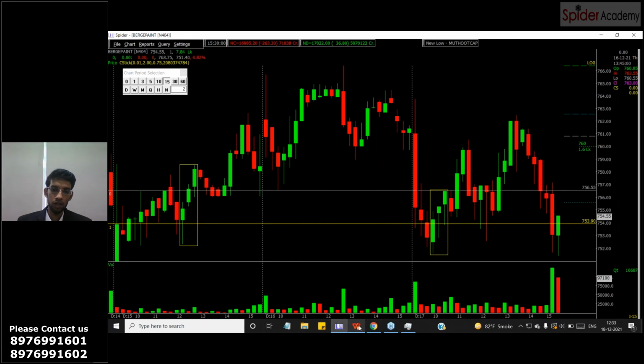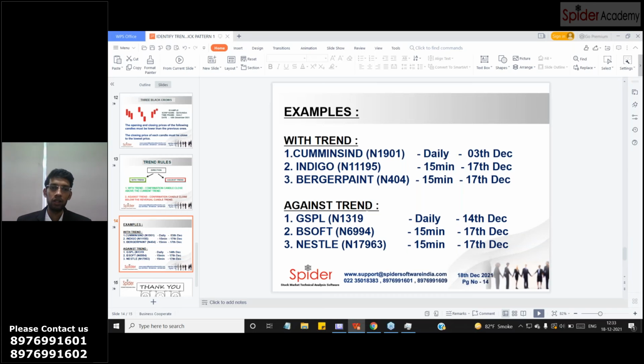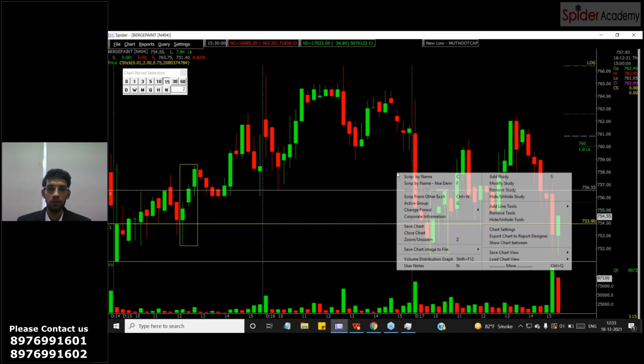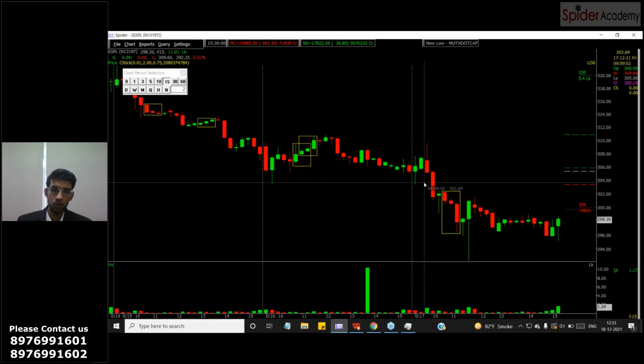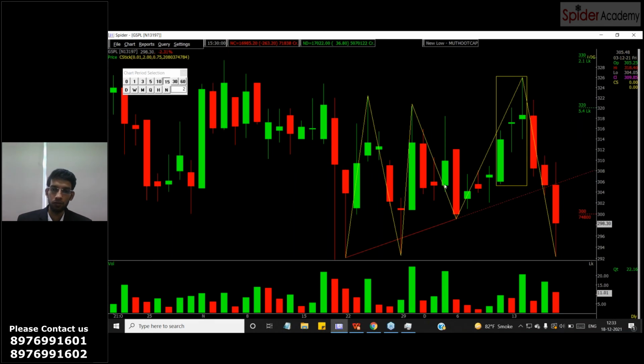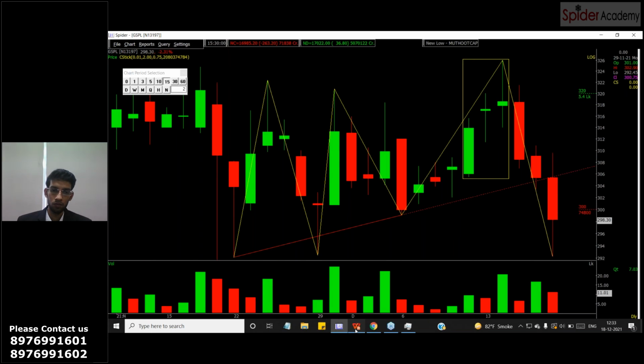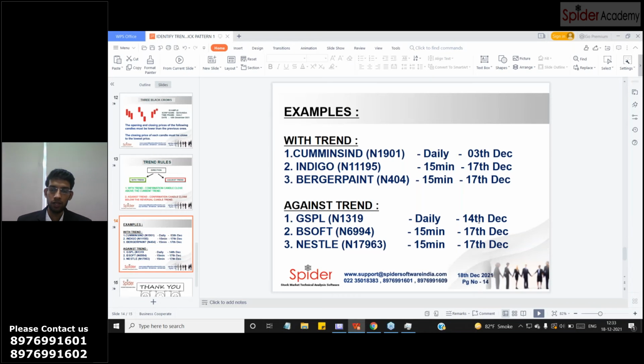But the other way we can use this is against the trend, because we will wait for the reversal and accordingly we go for a short. Okay, so here first I'll go with the GSPL. It's on the daily chart. It's a GSPL daily chart, 14 December.